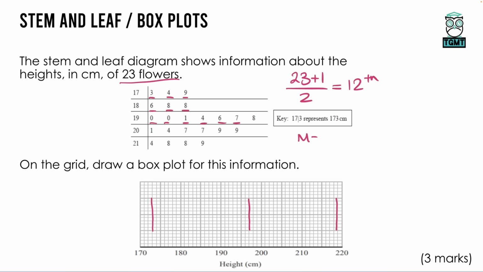You might want to label these. I'm just going to label it as the median, 197. I then want to find the lower quartile and the upper quartile. I'm going to label them both here just so I don't forget them as I'm doing them, just in case I need to check them.